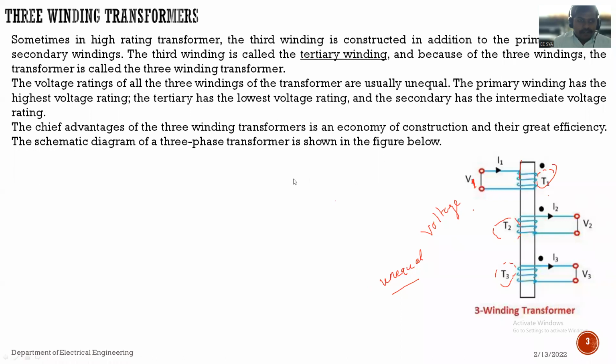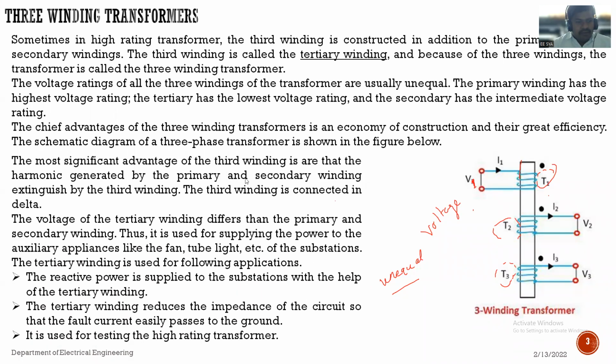Okay, see, it has an extra winding, which is the third winding. We can call it a tertiary winding, and due to that tertiary winding, this is called a 3-winding transformer. Again, voltage priority is given. And the advantages I have also told: economy of construction, and it has greater efficiency. The diagram for that construction is shown in this figure.